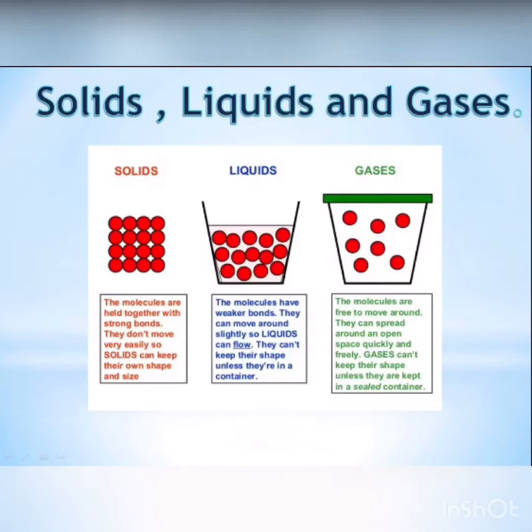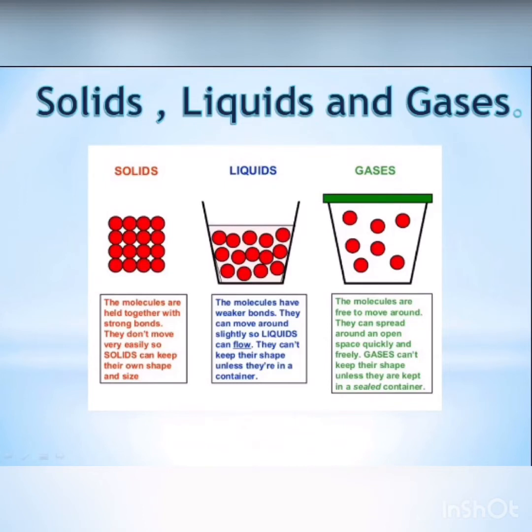My dear children, in solids, the molecules are held together with strong bonds. They don't move very easily, so solids can keep their own shape and size. Whereas in liquids, the molecules have weaker bonds. They can move around slightly, so liquids can flow. They can't keep their shape unless they are in a container. Whereas in gases, the molecules are free to move around, they can spread around an open space quickly and freely. Gases can't keep their shape unless they are kept in a sealed container.